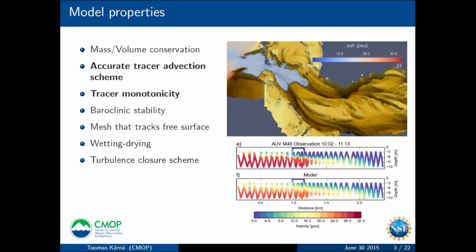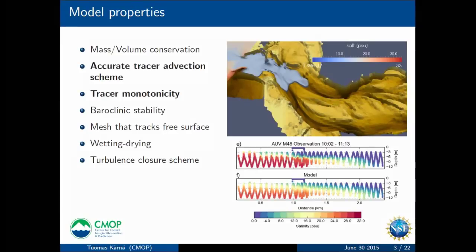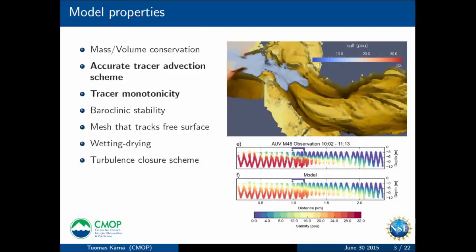And when you look at it, our models have some difficulty in capturing these because they tend to diffuse those density gradients. So in many ways, this kind of modeling boils down to accurate tracer advection schemes so that you're able to capture those strong gradients. And other model properties that you need to have, obviously mass and volume conservation. You need stability under baroclinic conditions. You need a mesh that tracks the free surface movements. You need wetting and drying because there are areas in the estuary that go dry during low tide.